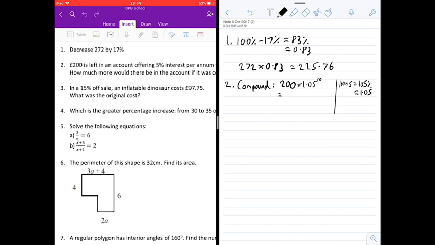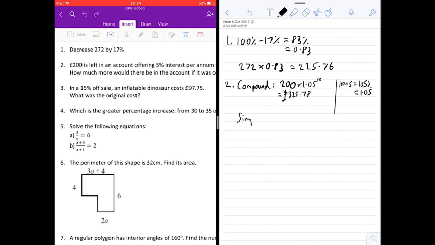And that gives me a decimal with a lot of decimal places. Because it's money, I'm going to round it to 2 decimal places. I'm going to put my units in as well. So that's £325.78.